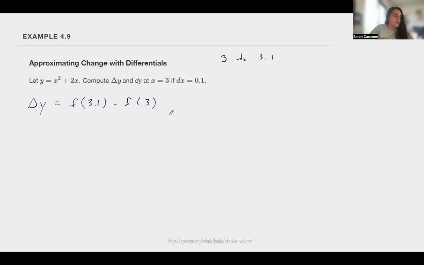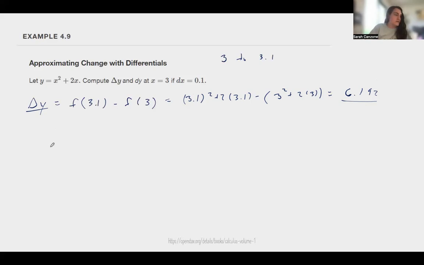And we can go ahead and actually compute those values. So that's going to be 3.1 squared plus 2 times 3.1 minus, and I will put parentheses around this because we're subtracting a quantity, 3 squared plus 2 times 3. And this is going to be equal to, I have this written down right here, 6.192. So the change in y is 6.192. That's like the actual value that we would get.